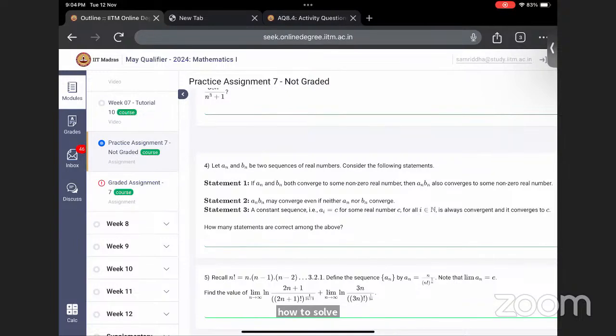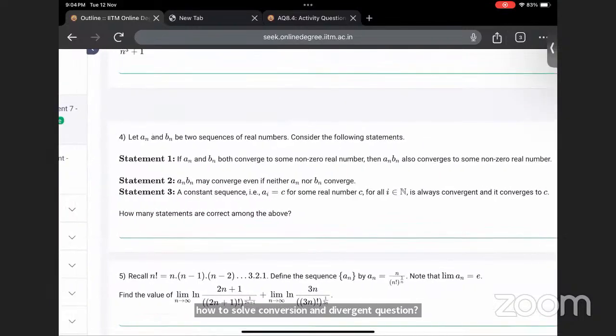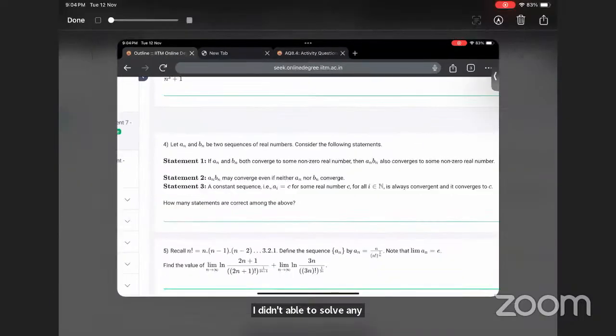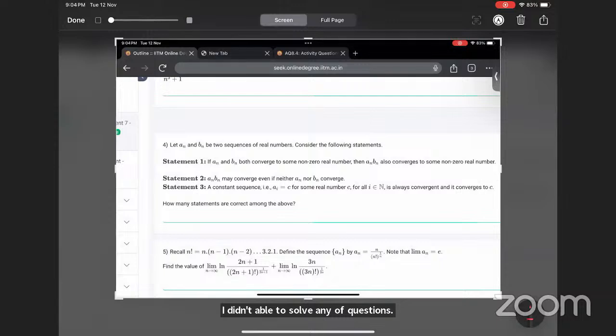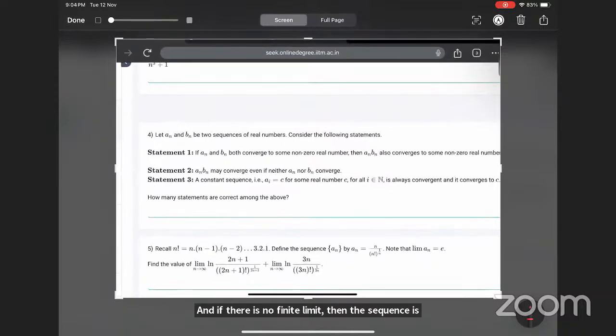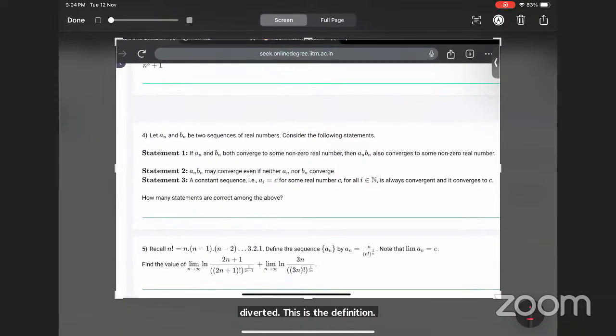I wasn't able to solve any question. If you have some specific question, then I can show you. Convergent and divergent just means that if you can find a finite limit, then the sequence is convergent. And if there is no finite limit, then the sequence is divergent. This is the definition. Now, do you have any specific questions?